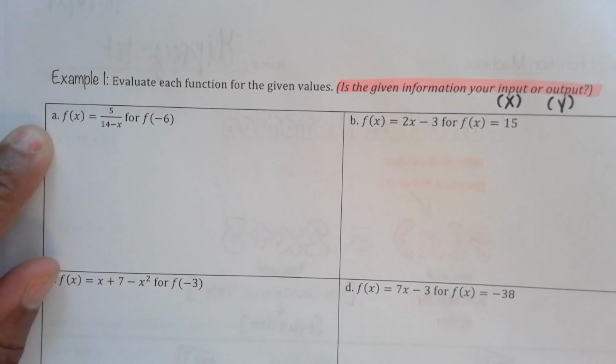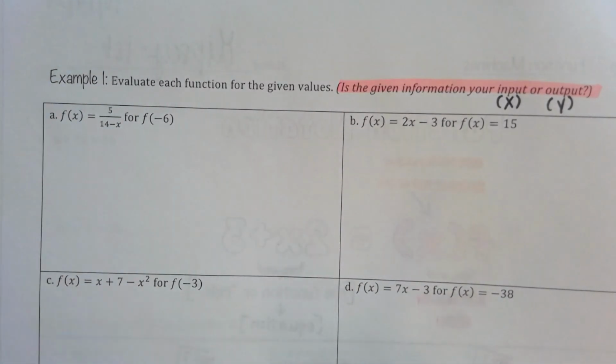I have f of x equals 5 over 14 minus x for f of negative 6. So, did they give me an input or an output? Look at example number 1 and 2 on the front page. Look at the thing that says, what is the difference? Does it look like 1 or does it look like 2? Does it look like the first one or the second one? You tell me. That's all. Don't just say something. Look at the examples and say, does it look like the first one or does it look like the second one? Like the second one.